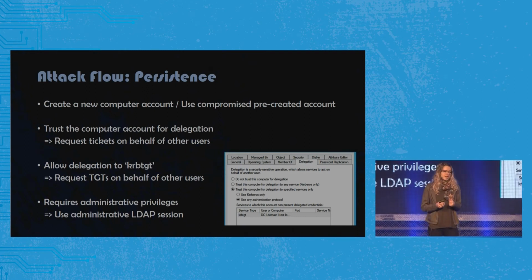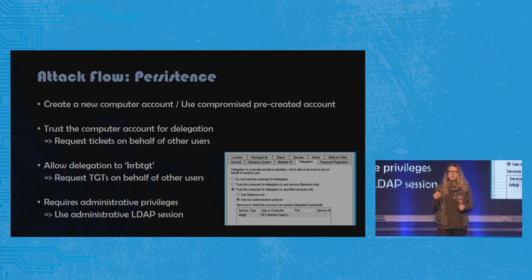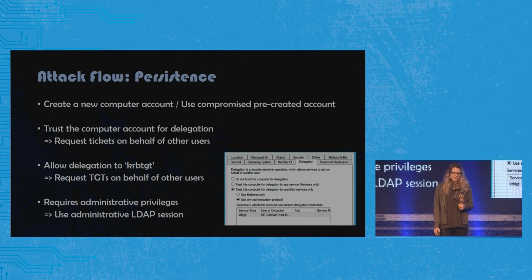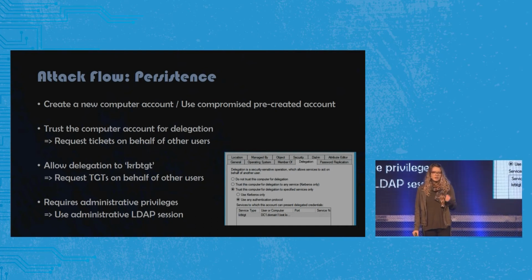Then we're going to use that administrative LDAP session to manipulate the computer object in Active Directory. First thing that we're going to do is to trust the computer account for delegation. This will allow the computer account to request Kerberos service tickets on behalf of other users in the domain. Specifically, in our example, we will allow delegation to the KERB-TGT account. Now the computer account would be able to request ticket granting tickets on behalf of other users.